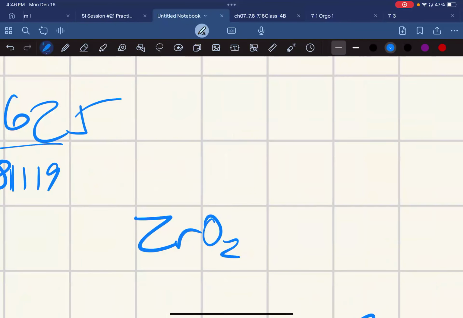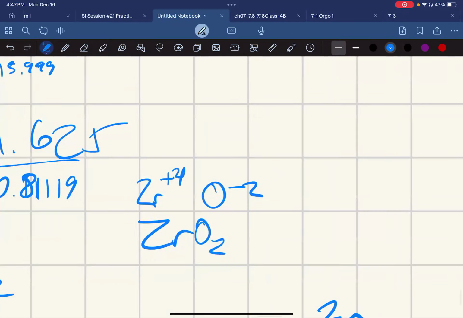So we know from the recent chapters that oxygen always has a -2 charge. And if oxygen has a -2 charge, what charge does zirconium have to be in order for the formula to be ZrO2? Plus 4. Zirconium has to be +4, right?